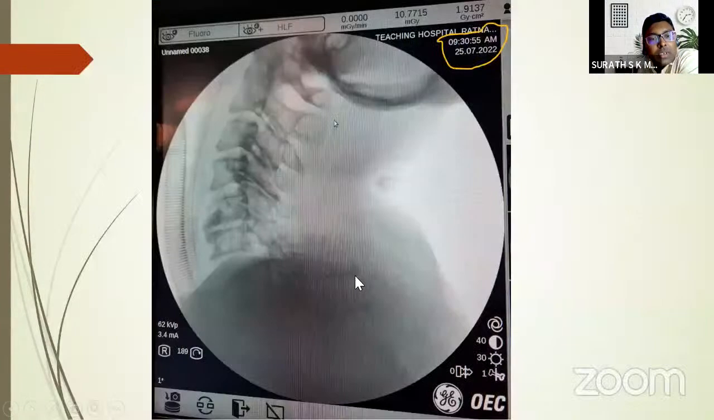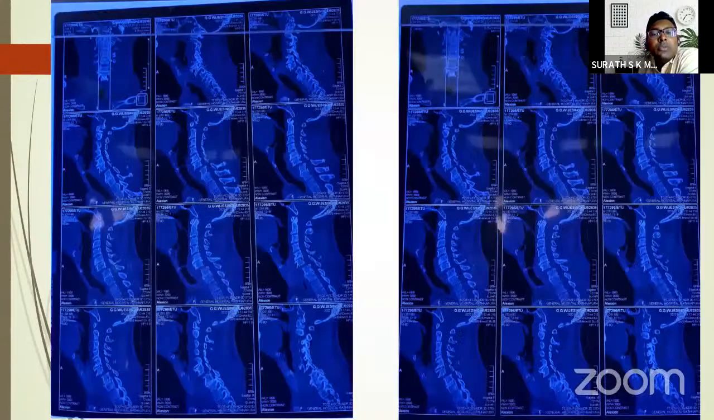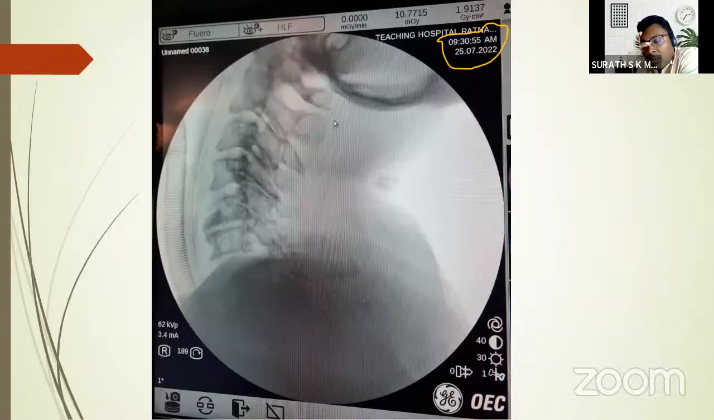Again, bifacet dislocation. So regarding the timing, one has to remember, when you are doing anterior and posterior approaches on the same day, you have to think about the duration of the surgery as well, because most of the times we know these patients present with spinal shock.